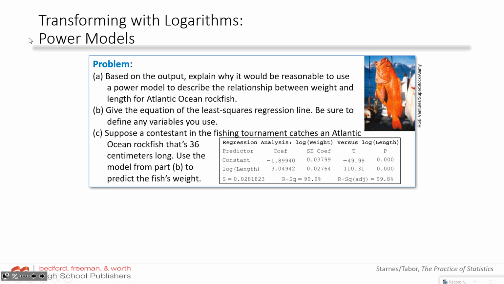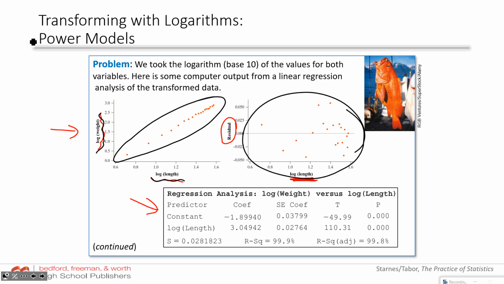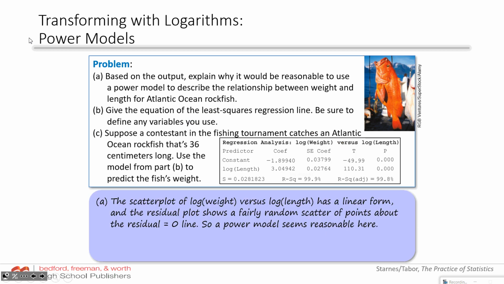All right, so based on the output, explain why it would be reasonable to use a power model to describe the relationship between weight and length. Again, why is it reasonable? It's reasonable because I have this linear relationship here when I graph log of length versus log of weight. The residual plot is randomly scattered. The R squared is really close to 1. The standard deviation of the residuals is pretty small, which means the average residual is close to 0. So you would mention as much of that as you could, okay?